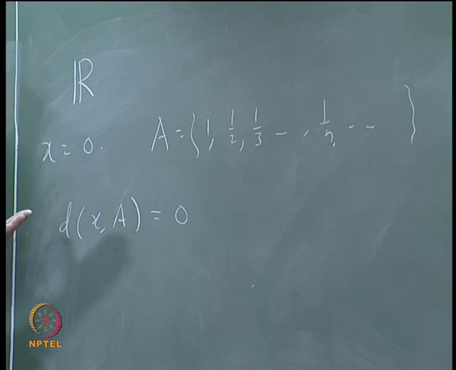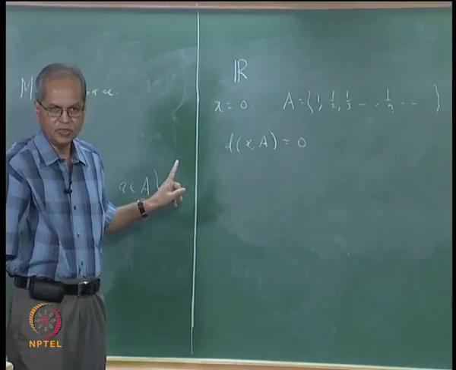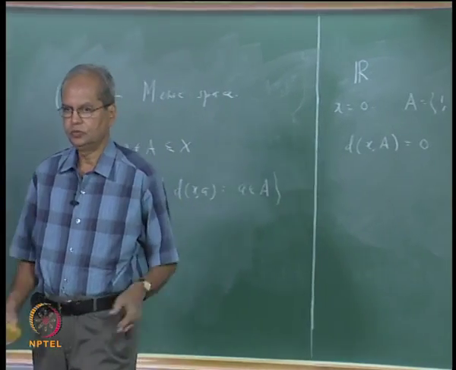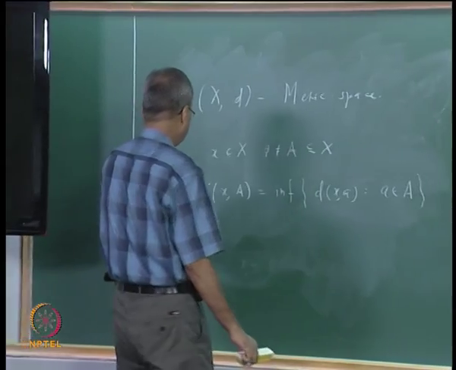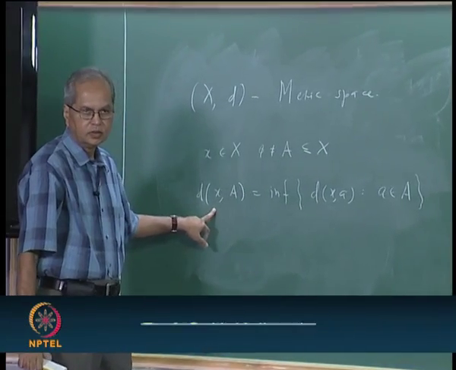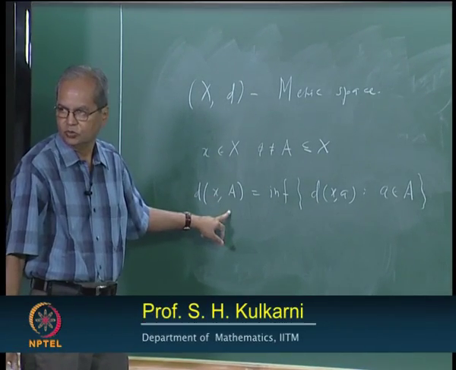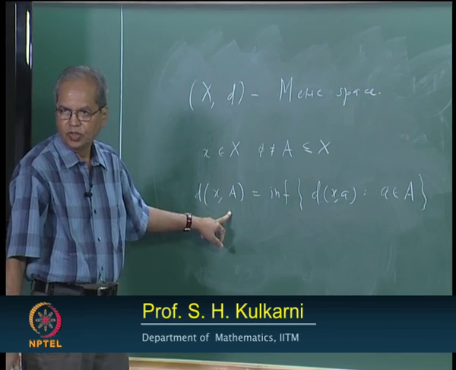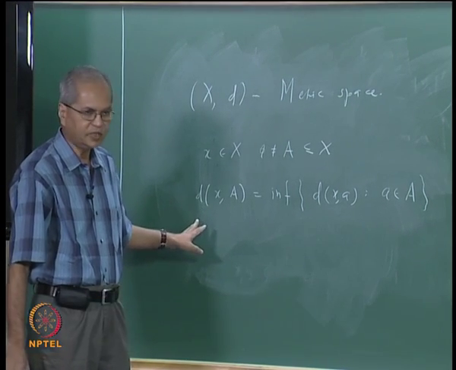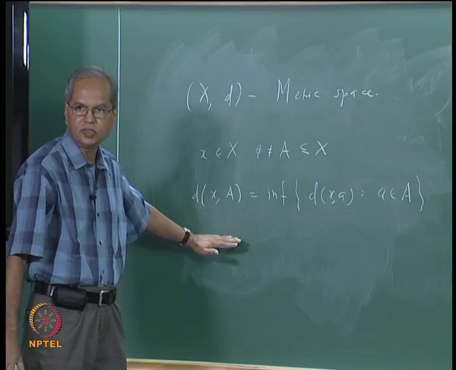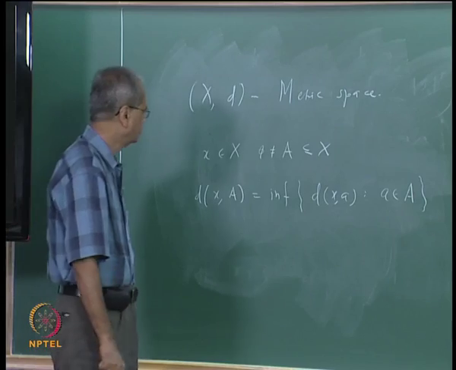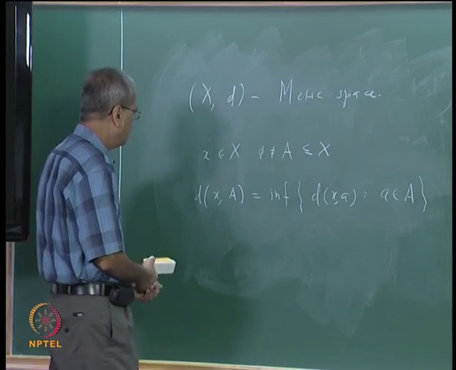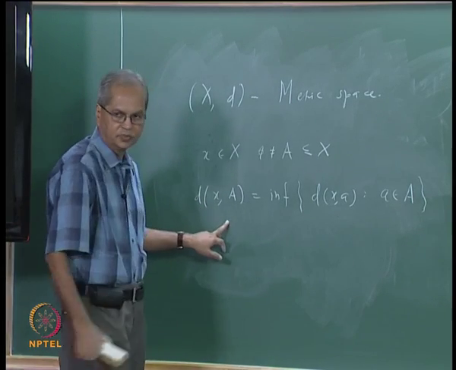Now does x belong to A? No, right. So it is possible that the distance between x and A is 0, but x may not belong to A. So the converse is false. If x belongs to A, the distance is 0, but the converse is false. It is possible that x does not belong to A, but the distance is still 0. Now here I have taken a point and a set.